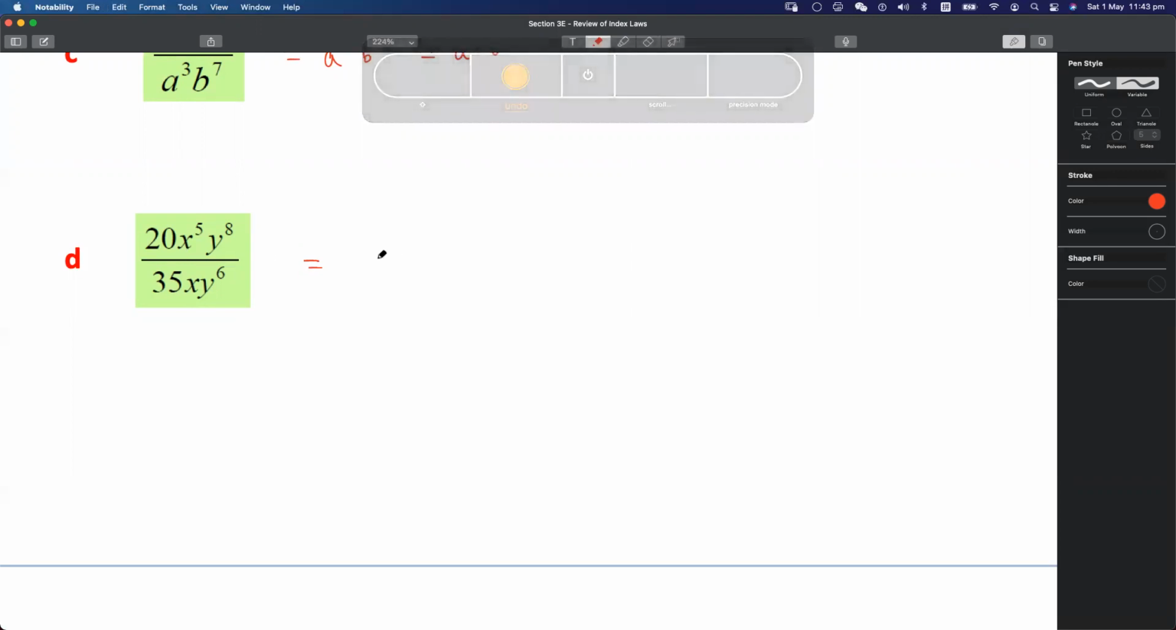This can be simplified. Divide by 5 gives you 4 on top, and 7 on the bottom. X to the power of 5 divided by x is just x to the power of 5 minus 1, which is 4. And y to the power of 8 divided by y to the power of 6 is y to the power of 8 minus 6, which is 2. So your final answer is 4 over 7, x to the power of 4, y squared.